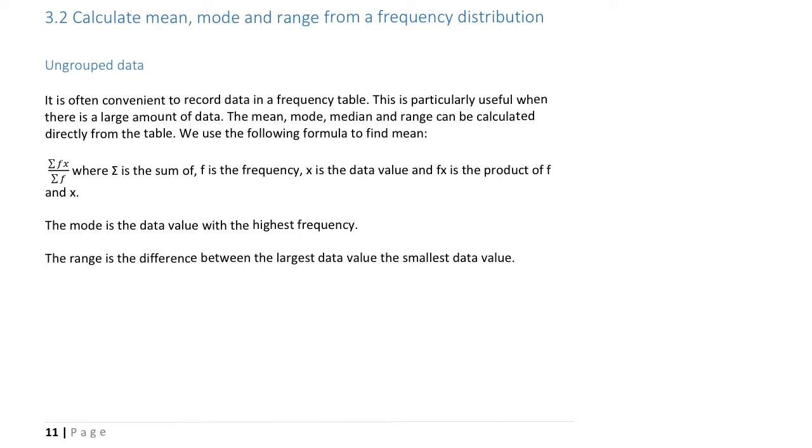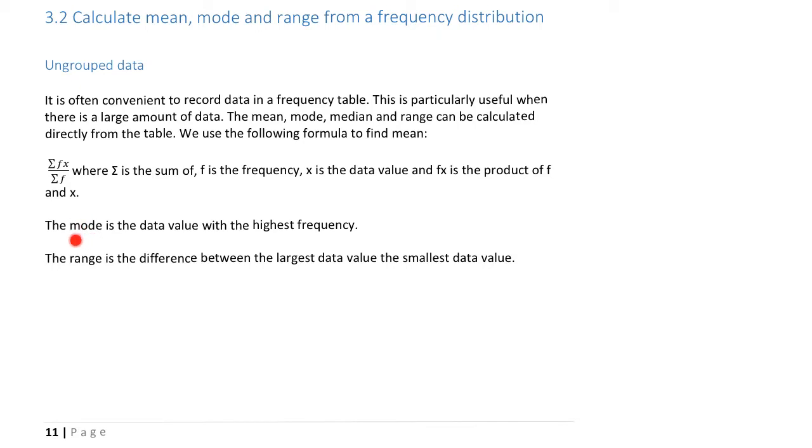All the median, mode, and the range can be calculated directly from the table. To work out the mean, we use this formula, which is sigma fx divided by sigma f, where sigma, a Greek symbol, represents the sum of, f is the frequency and x is the data value. fx is the product of f and x, so that's frequency multiplied by the data value and then added up, divided by the total frequency.